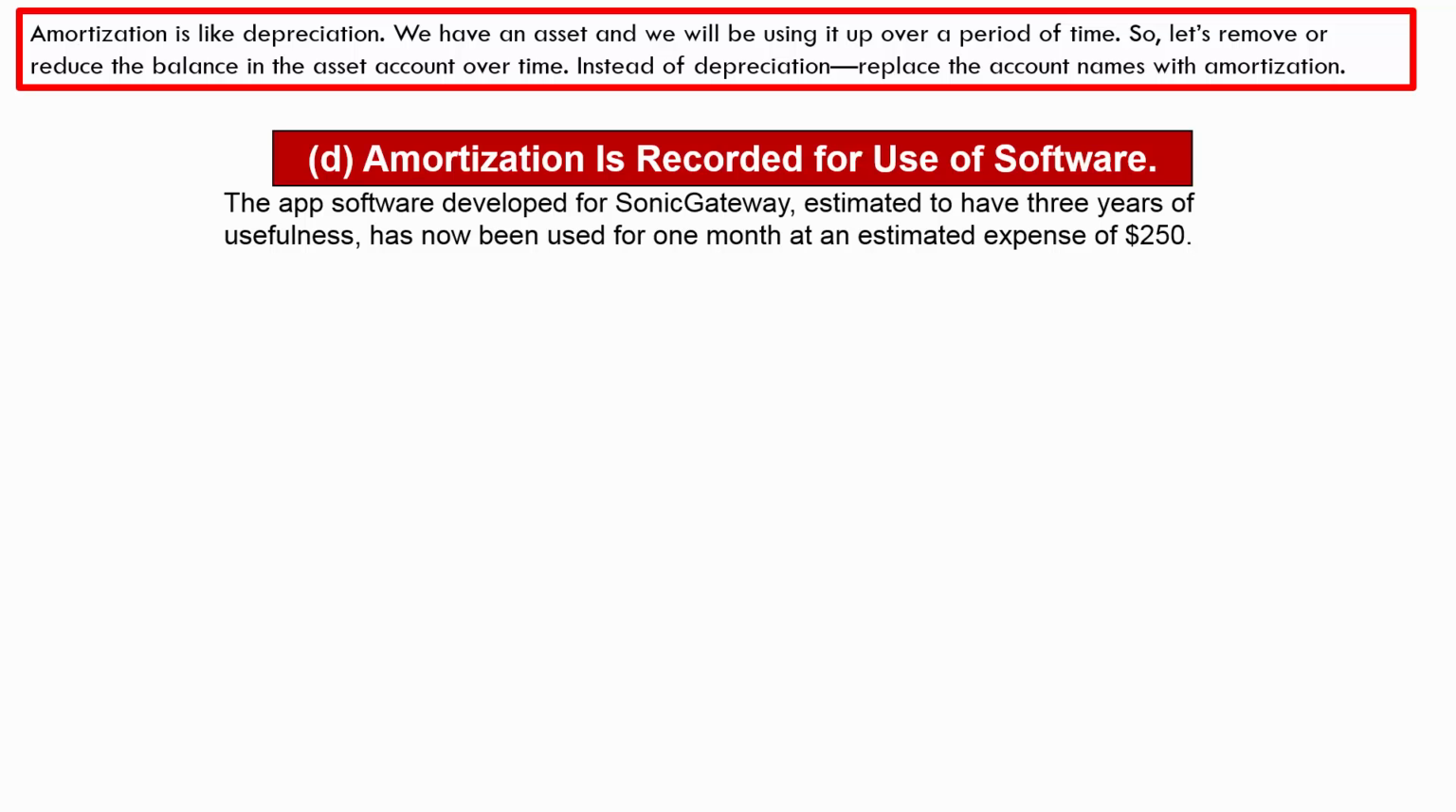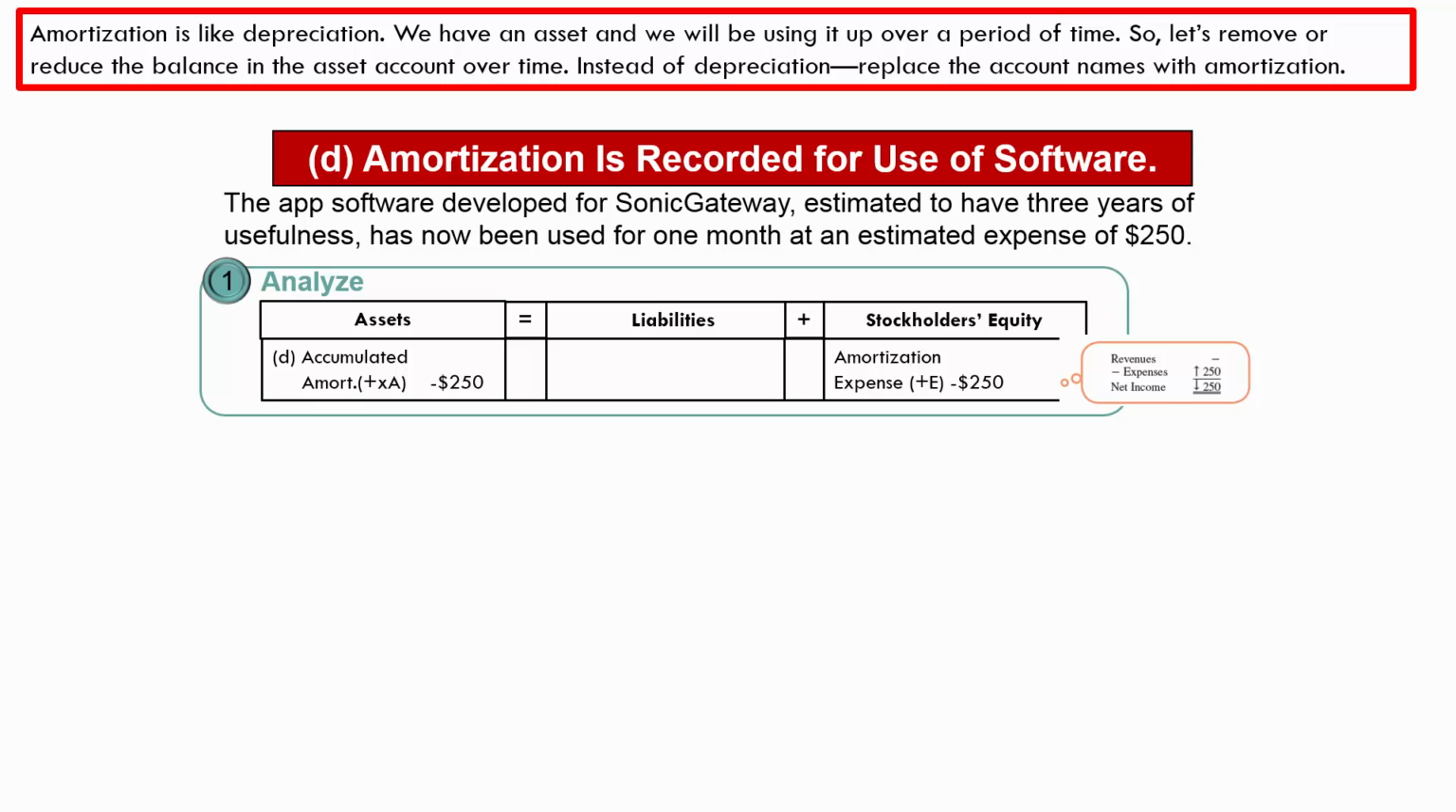Well, what is going to happen is, like depreciation, we are going to take the value of this software and allocate it to the time periods, and determine how much we should have for each time period. And the time period is a month. In this case, the estimate is $250. So instead of having accumulated depreciation, we'll have accumulated amortization. And instead of having depreciation expense, we will have amortization expense.